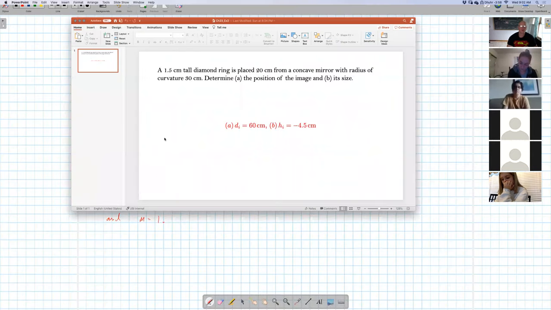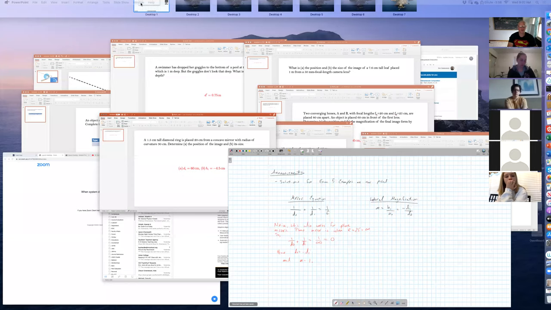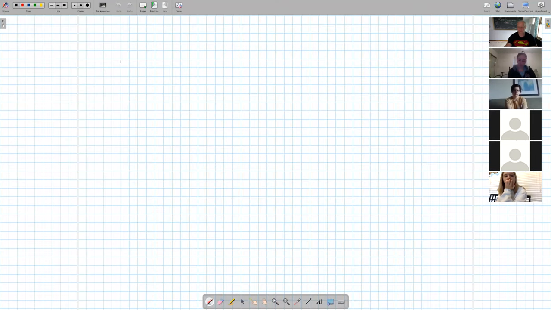It says we have a 1.5 centimeter tall diamond ring placed 20 centimeters from a concave mirror with a radius of curvature of 30 centimeters. It wants us to determine the position of the image, so that's the image distance, and what is its size. So basically the magnification, and then figure out the image height from there. Good. So let's draw what's going on first.